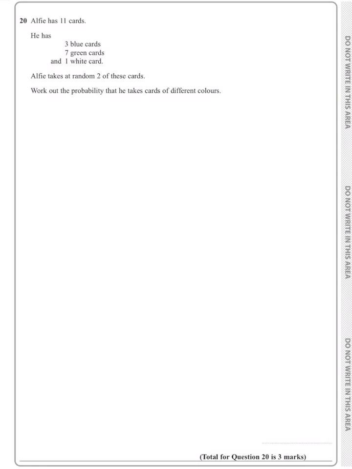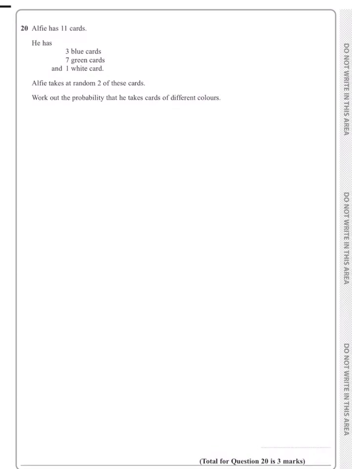The next question is question 20. It says Alfie has 11 cards. He has 3 blue cards, 7 green cards and 1 white card. Alfie takes at random 2 of these cards. Work out the probability that he takes cards of different colours.